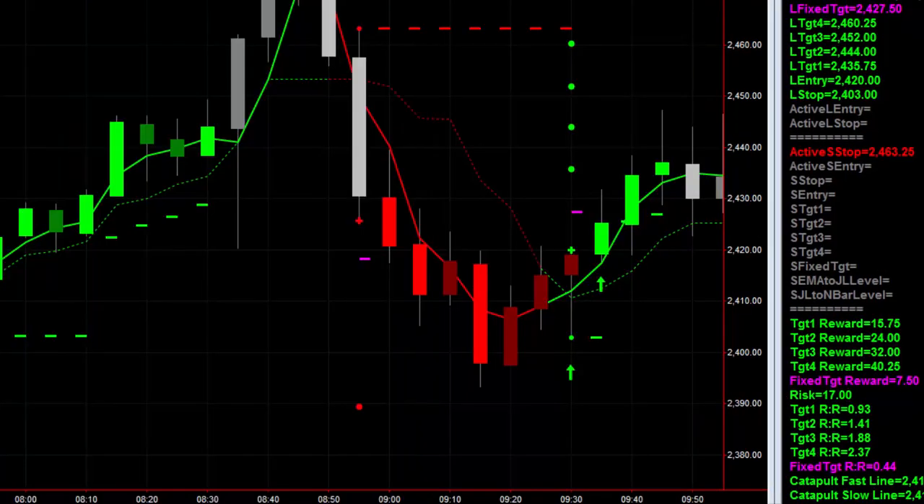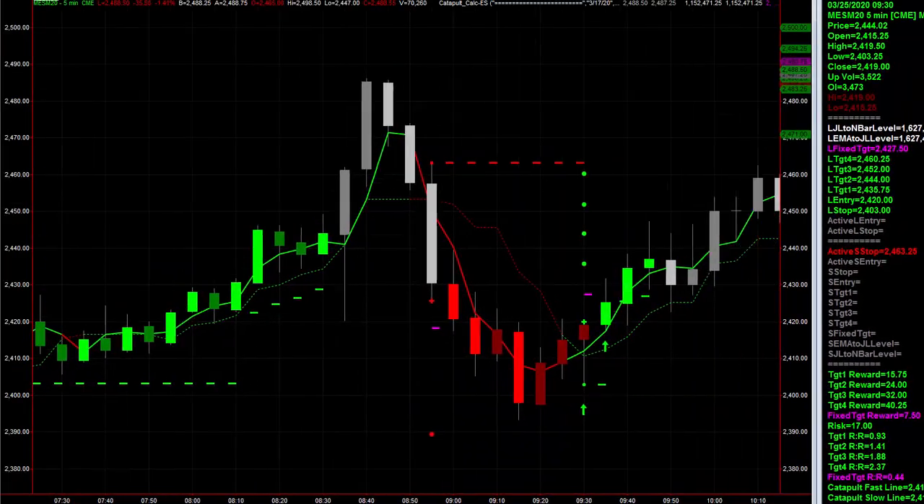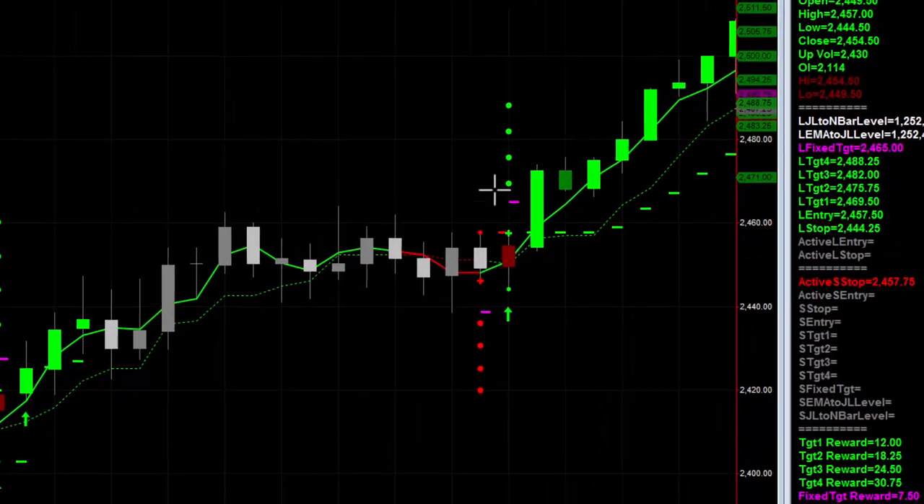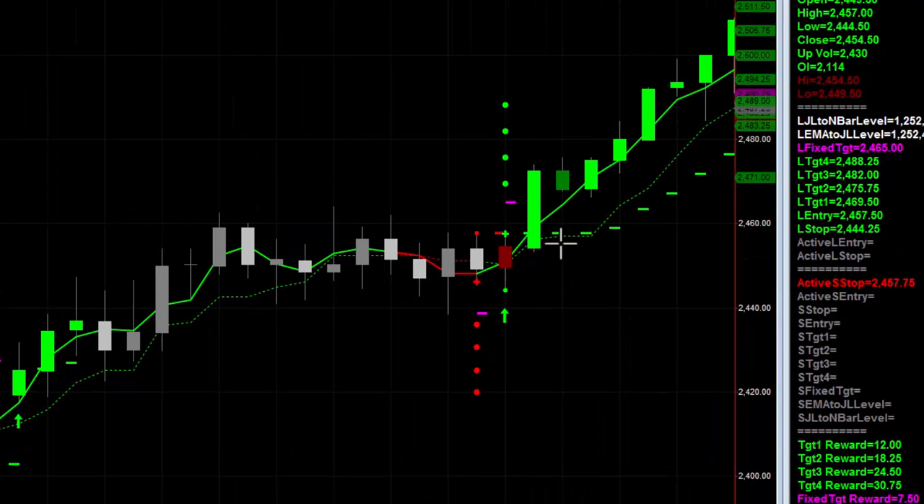Let's go to the 11 a.m. session. So here's the 11 a.m. session, and I think you could see pretty clearly what's going to happen here. This is a catapult trade.